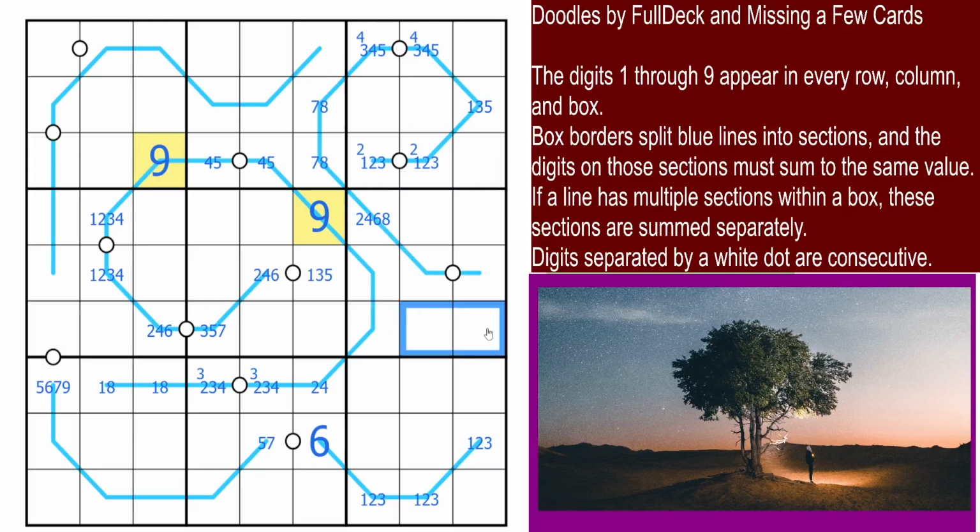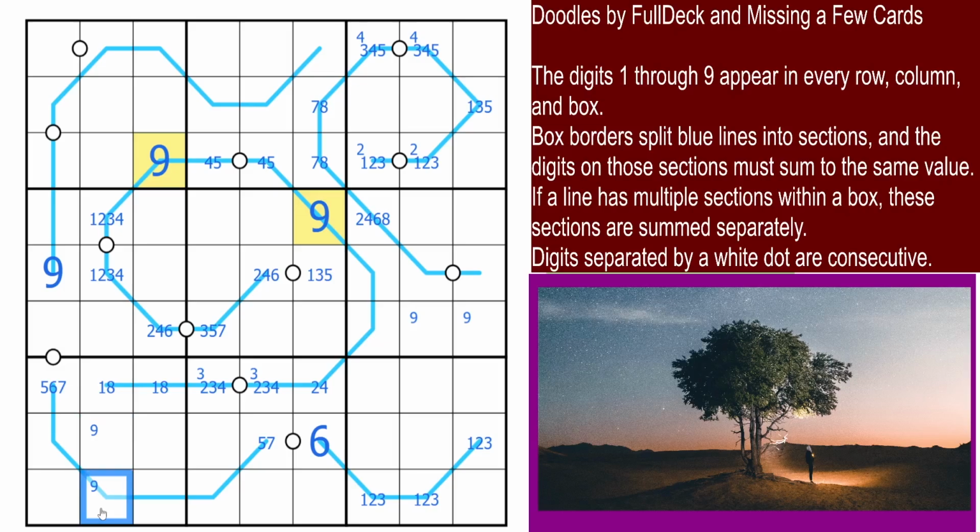The only possibility for 9 is here. Oh, and that means in this box 9 has to be here. Just by Sudoku, 9 cannot be here. 9 cannot be here because of this 9. 9 cannot be here because of this 9. So that's not 9. Also 9 has to be here now, right?